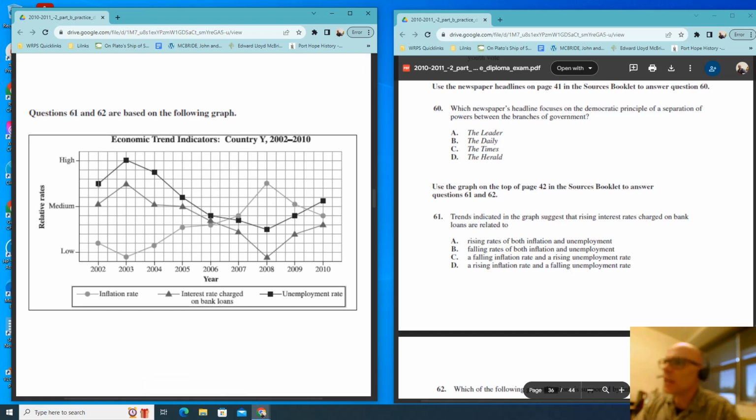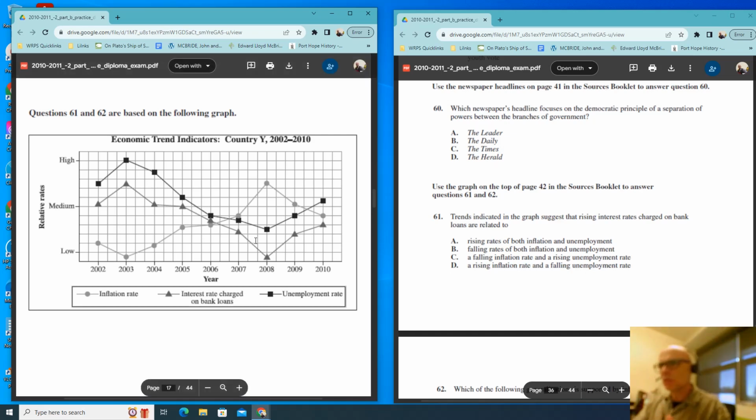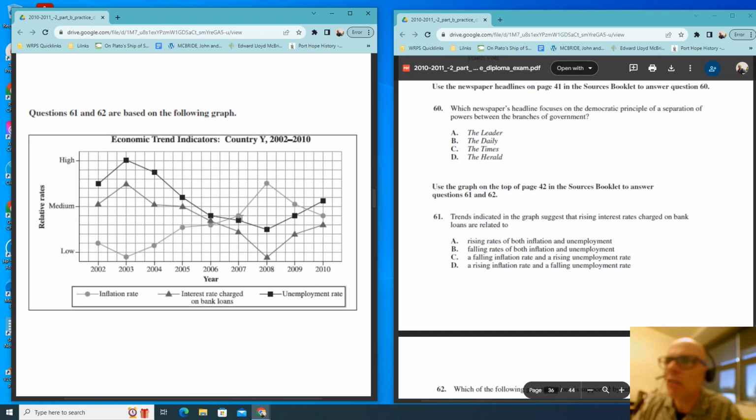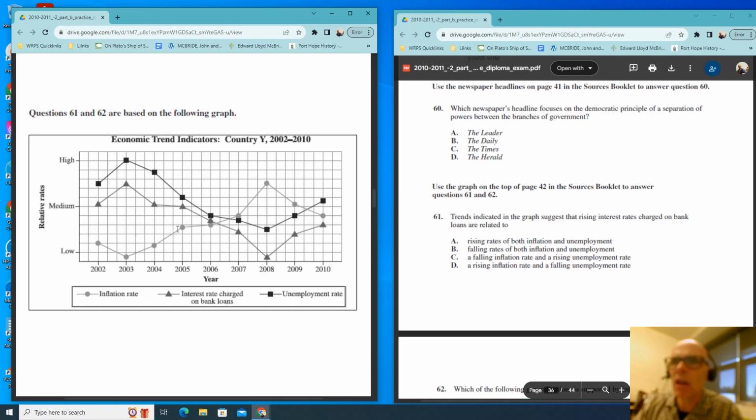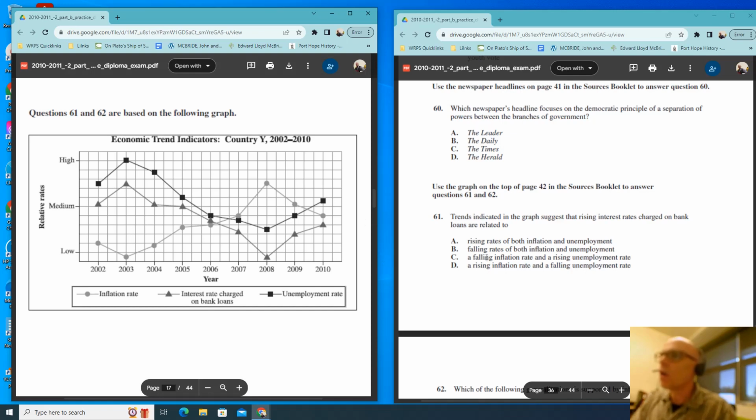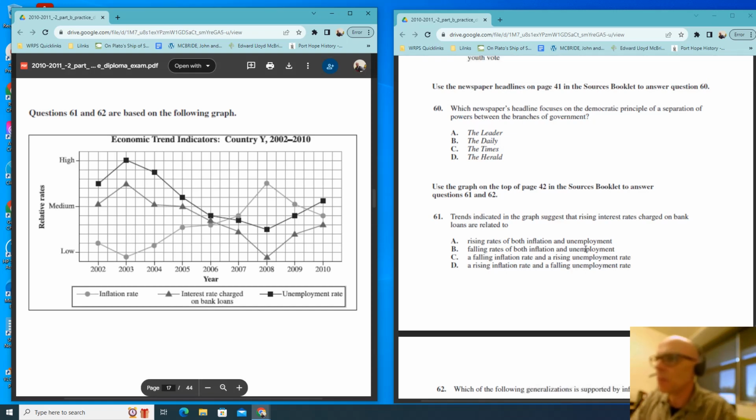So trends indicated in the graph, raising interest rates seem to create more unemployment. Raising rates of both inflation and unemployment. Oh, did inflation go up? Inflation is the dot. So inflation goes down here when that goes up. Inflation goes up here. So it goes up here. Inflation goes down. Inflation tends to go down, though. Falling rates of both inflation and unemployment. No. A falling inflation rate, we saw that, and a rising unemployment rate. It's got to be C.